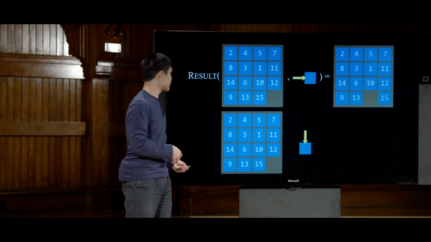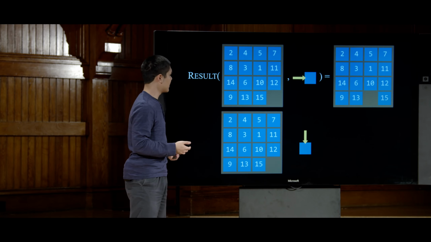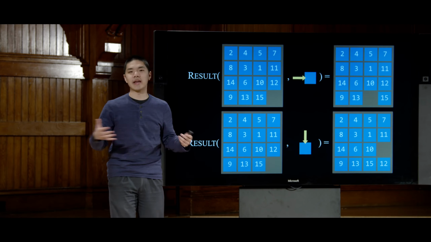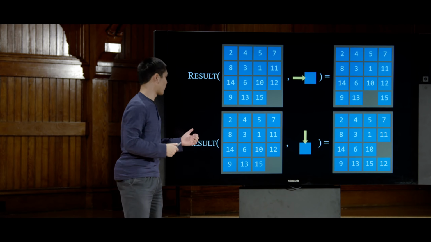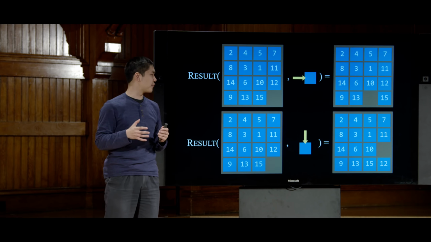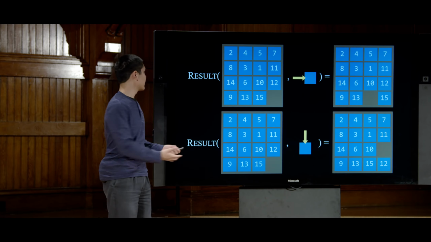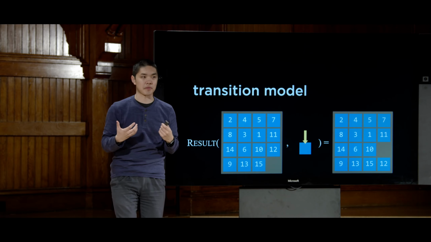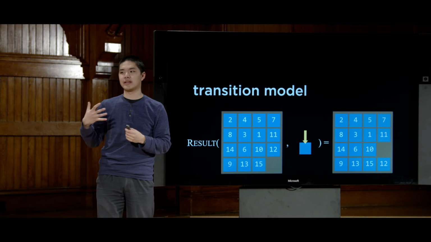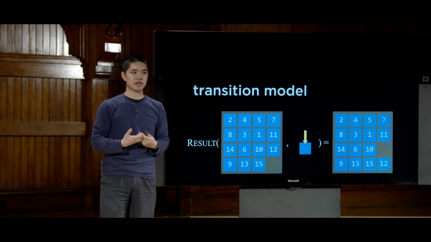If we had a different action and a different state, for example, and pass that into the result function, we'd get a different answer altogether. So the result function needs to take care of figuring out how to take a state and take an action and get what results. And this is going to be our transition model that describes how it is that states and actions are related to each other.